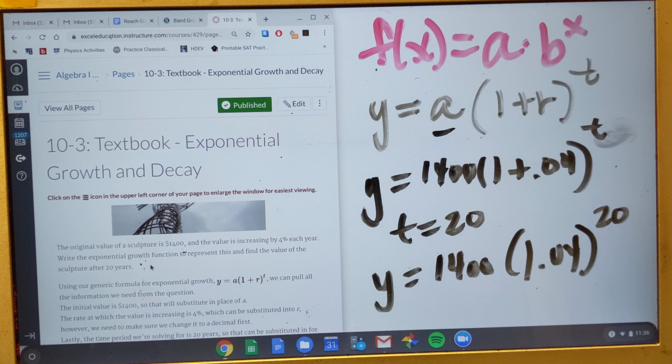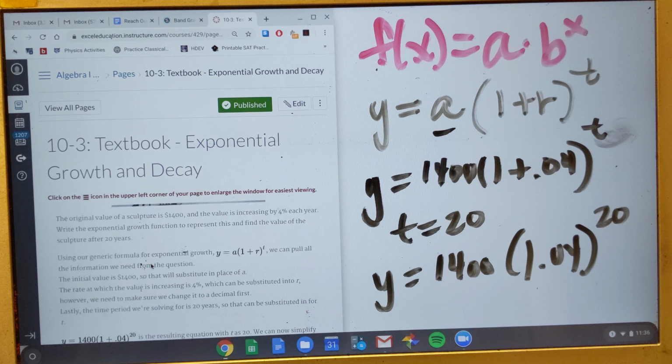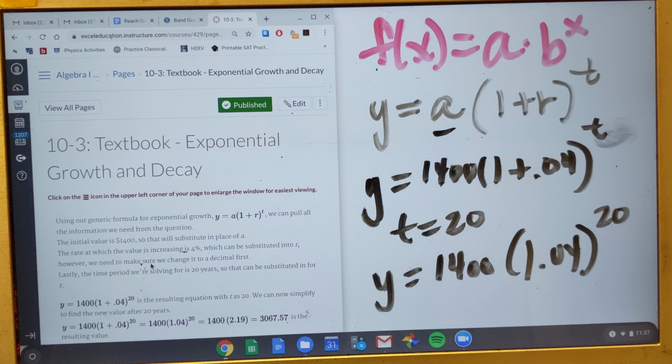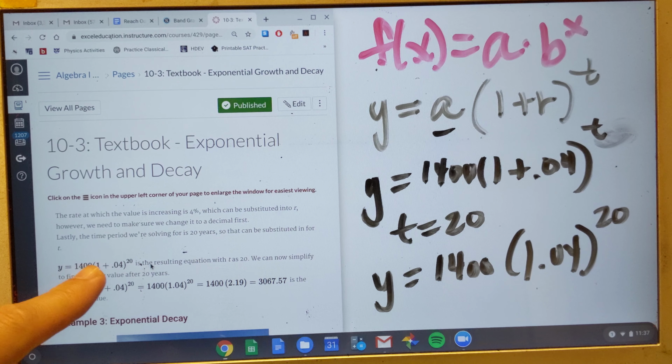Okay, now these are largely calculator problems. So you would just plug this into a calculator and you'll have access to that for this quiz if you need it. You can see it right here, 1,400 times 1 plus 0.04.